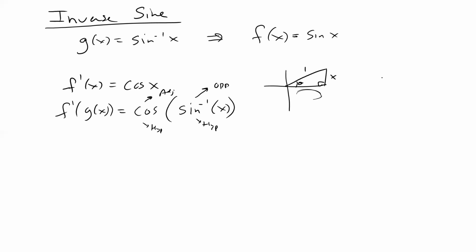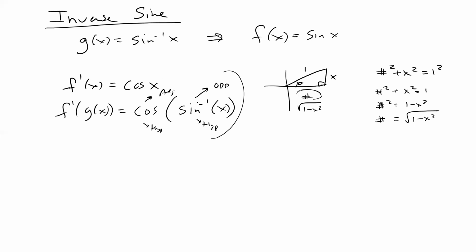No, I'm going to say we have to use the Pythagorean theorem: that number squared plus that number squared will give me that number squared. Is that right? Yes. What's the number? It's 1 minus x squared, so the side is the square root of 1 minus x squared. Adjacent over hypotenuse gets me that over 1.